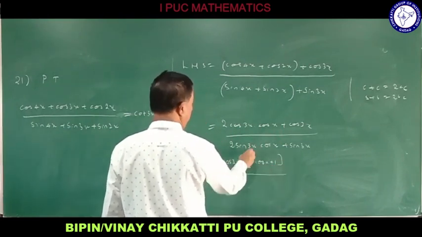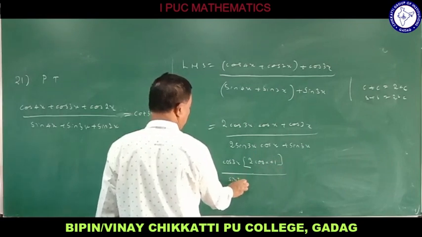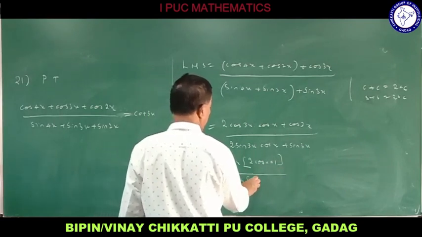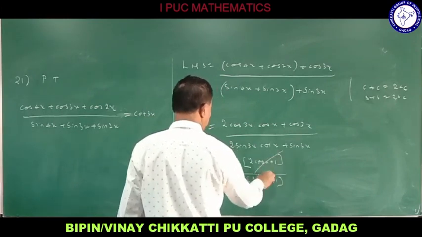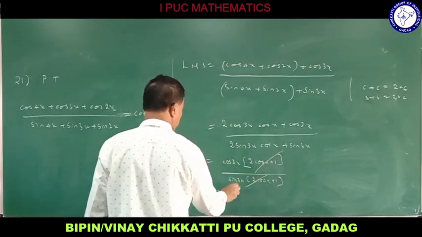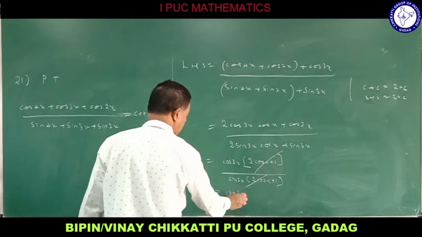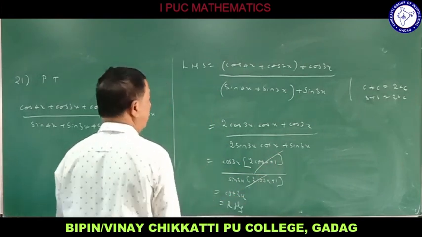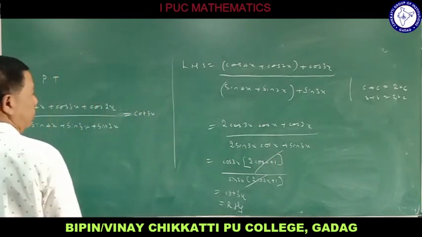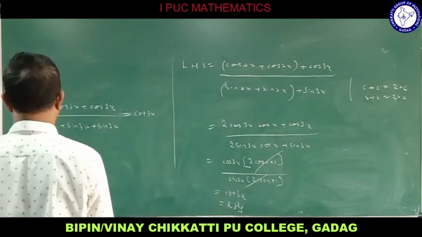In the denominator, sin 3x is common, then what? 2 cos x plus 1. So these two cancel. Cos 3x by sin 3x is nothing but cot 3x, and that becomes the RHS. So this is the way this is proved, LHS to RHS.